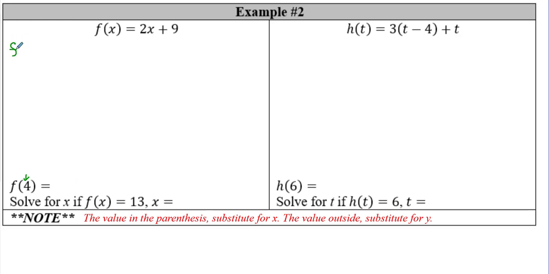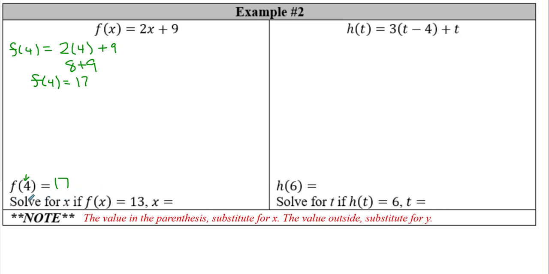So we're simply going to do that here. We're going to say f of 4 is equal to 2, but then instead of that x, we're just going to plug that 4 in, plus 9. Now we just evaluate this right side. So we've got 4 times 2, 8, plus 9, 17. Boom. So f of 4, when x is 4, y is equal to 17. So simple.